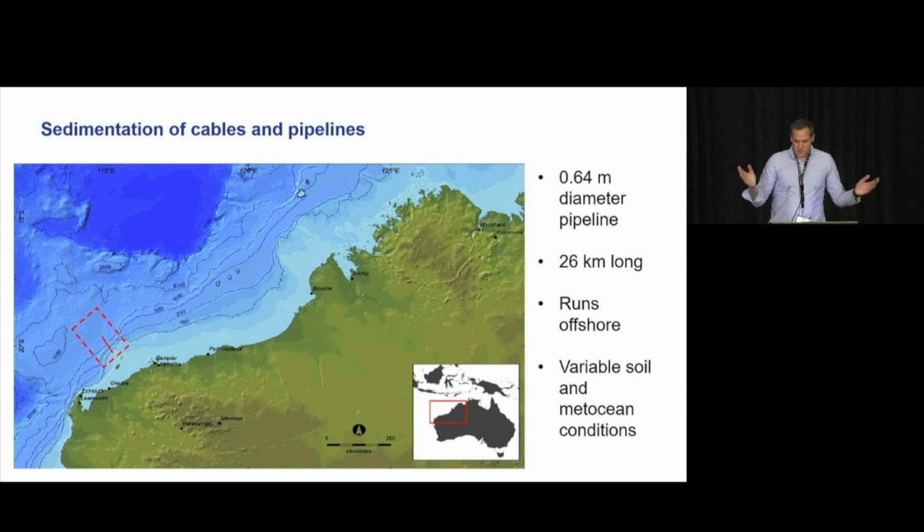So it's a 0.64 metre diameter pipeline. It's orientated off the northwest shelf of Australia. It runs in the offshore direction. It's 26 kilometres long, and there are variable soil and metocean conditions along its length.